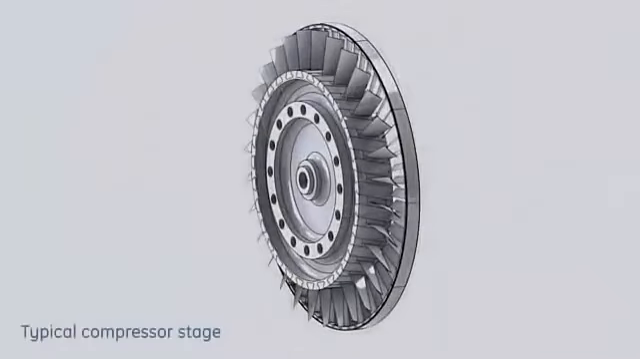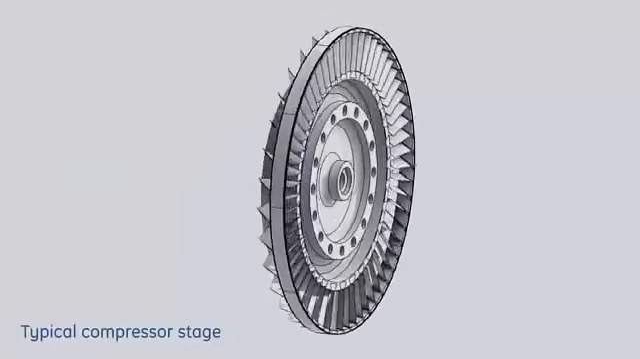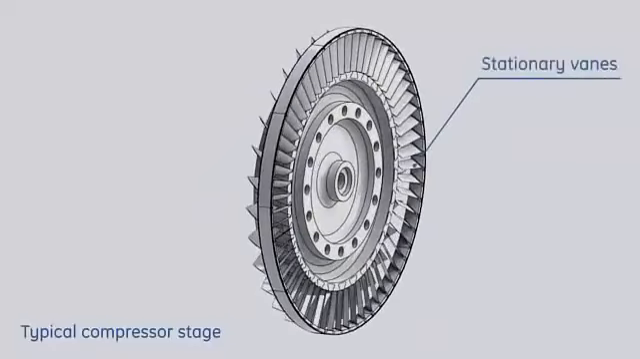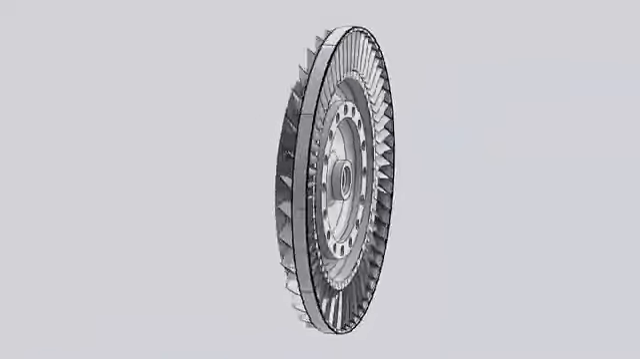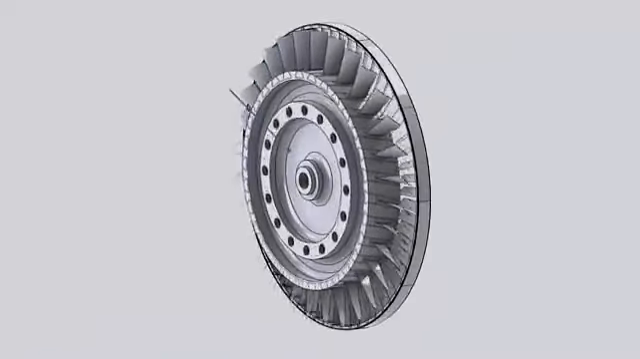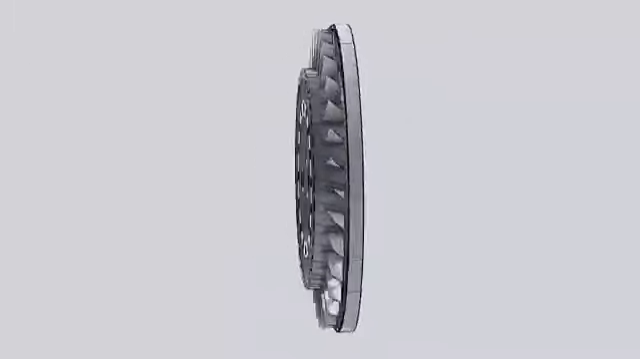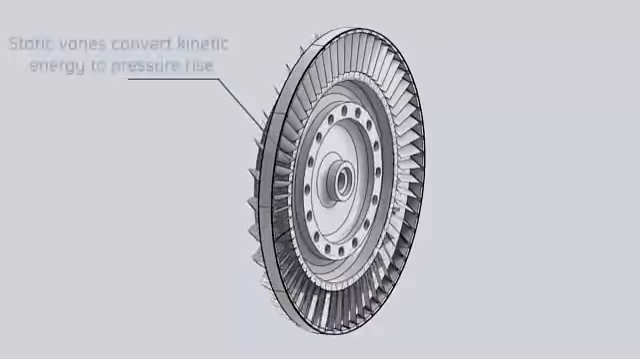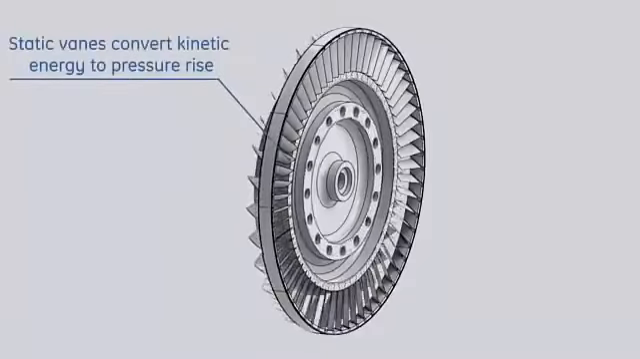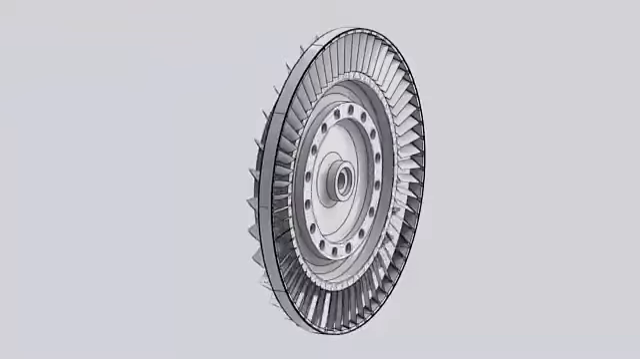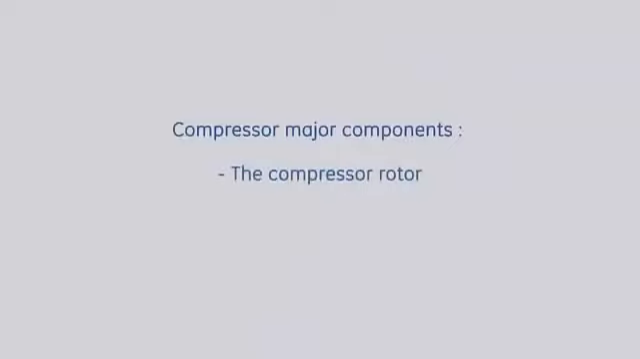Each stage consists of a set of rotating blades and a set of stationary stator blades. Compression is achieved in each stage as the rotating blades increase the relative velocity of the air. Then, the stator blades convert the gained kinetic energy into a pressure rise and guide air to enter the following stage at the proper angle. The compressor consists of two major components: the compressor rotor and the compressor stator.